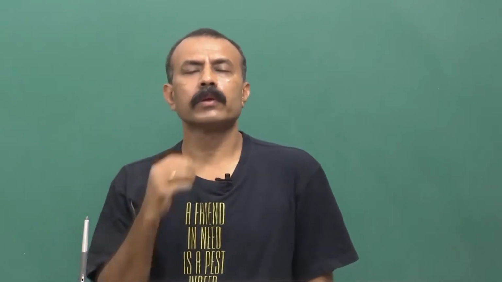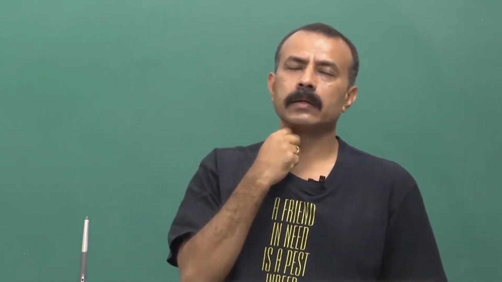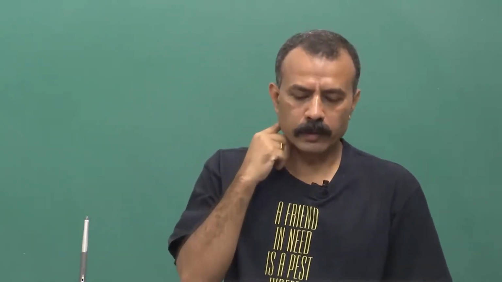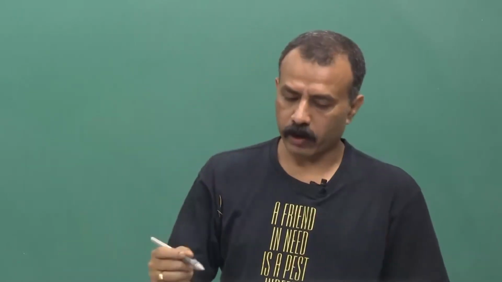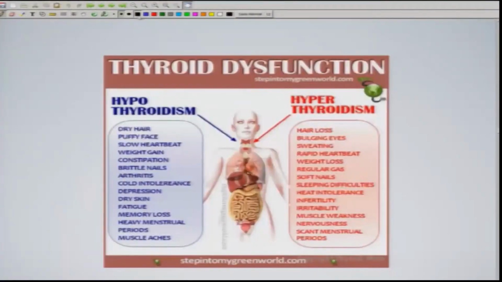So welcome back to the lecture series in animal physiology. We are into the second lecture of the 12th week. If you remember, in the last class we talked about the thyroid dysfunction, and we talked about hypothyroidism and hyperthyroidism. These are some of the hyperthyroidism symptoms which are enumerated here. Kindly go through it. And for hypothyroidism, these are some.